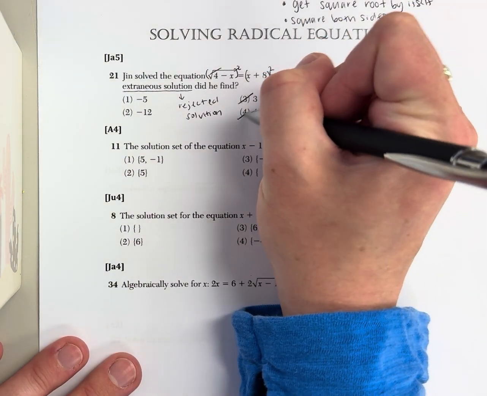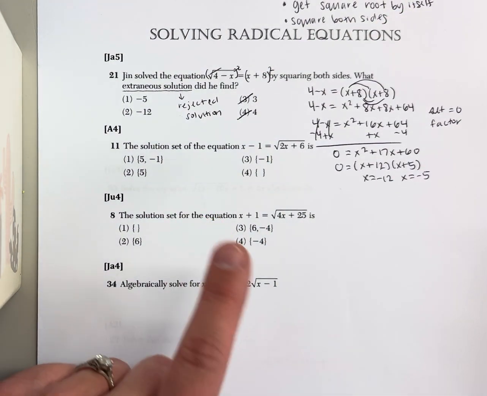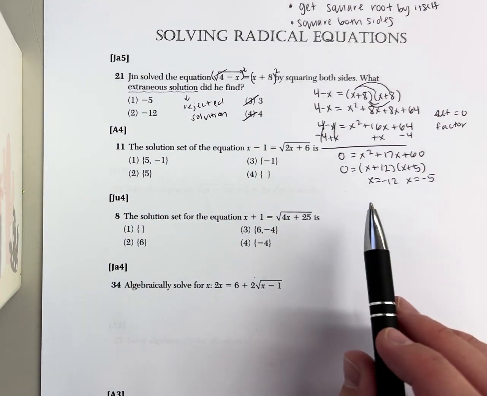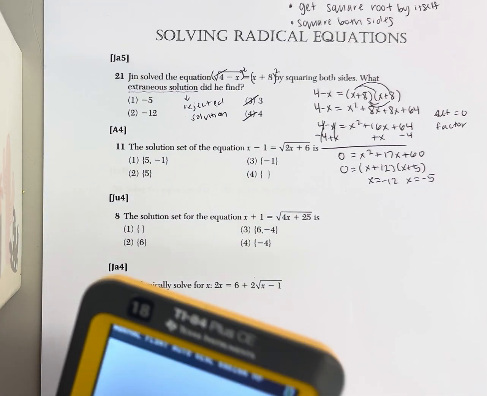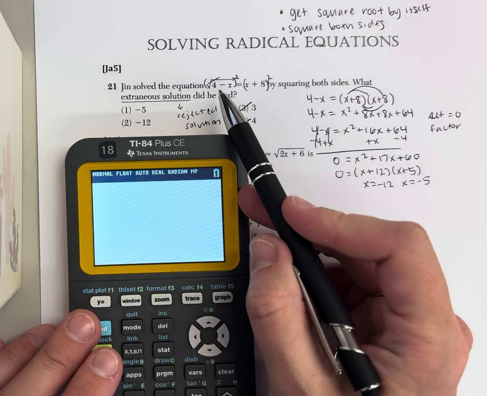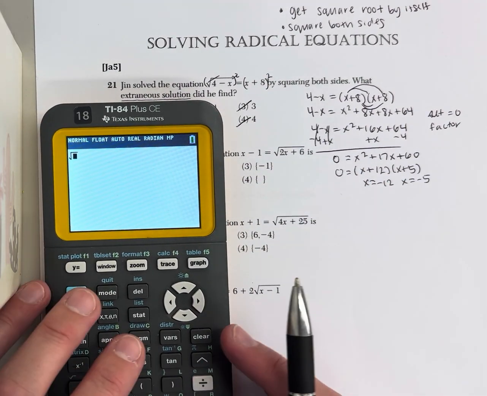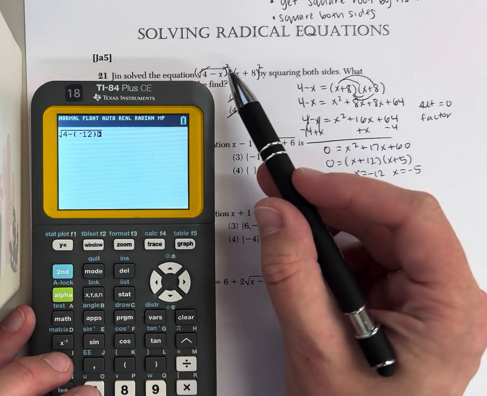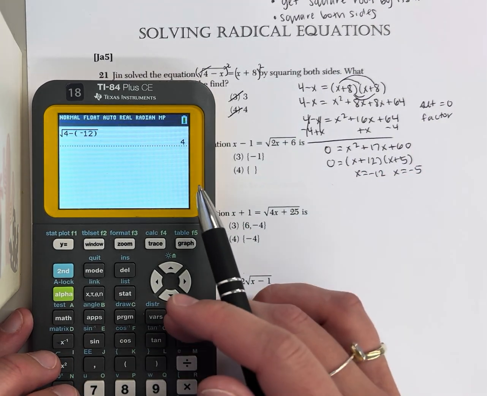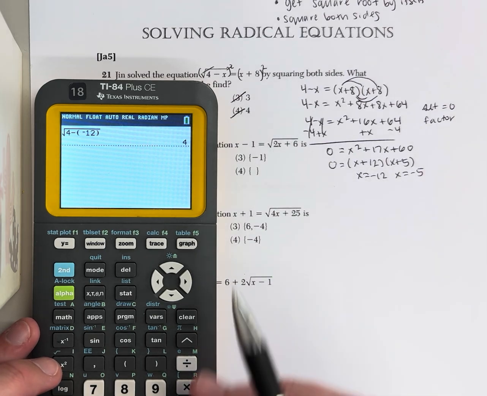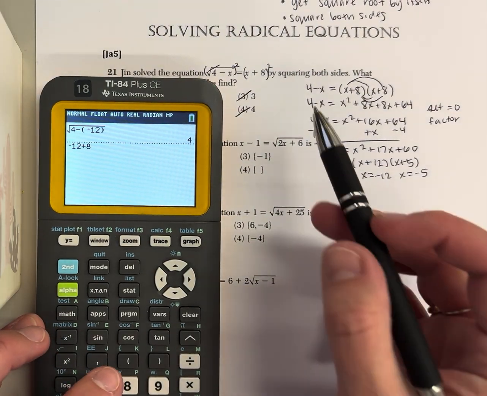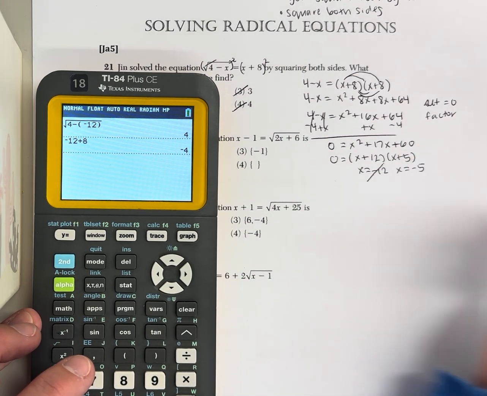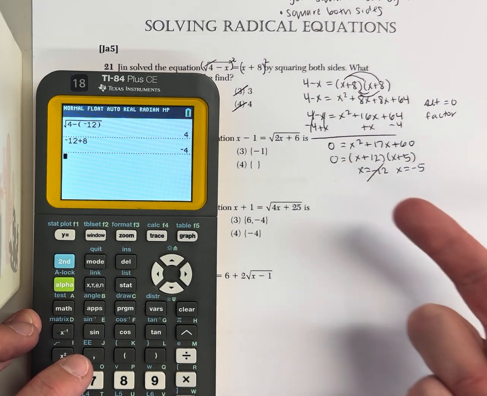So we know 3 and 4 are out because they're not solutions. So I want to figure out which one of these is the rejected solution. So now I have to do a check. So I'm going to take negative 12 and I'm going to plug it into my original equation. So square root of 4 minus negative 12. That's the left side with negative 12 plugged in. That's 4. And then the right side with negative 12 plugged in is just negative 12 plus 8. That's negative 4. These are not the same, so this is going to be the rejected solution. That's going to be our answer.